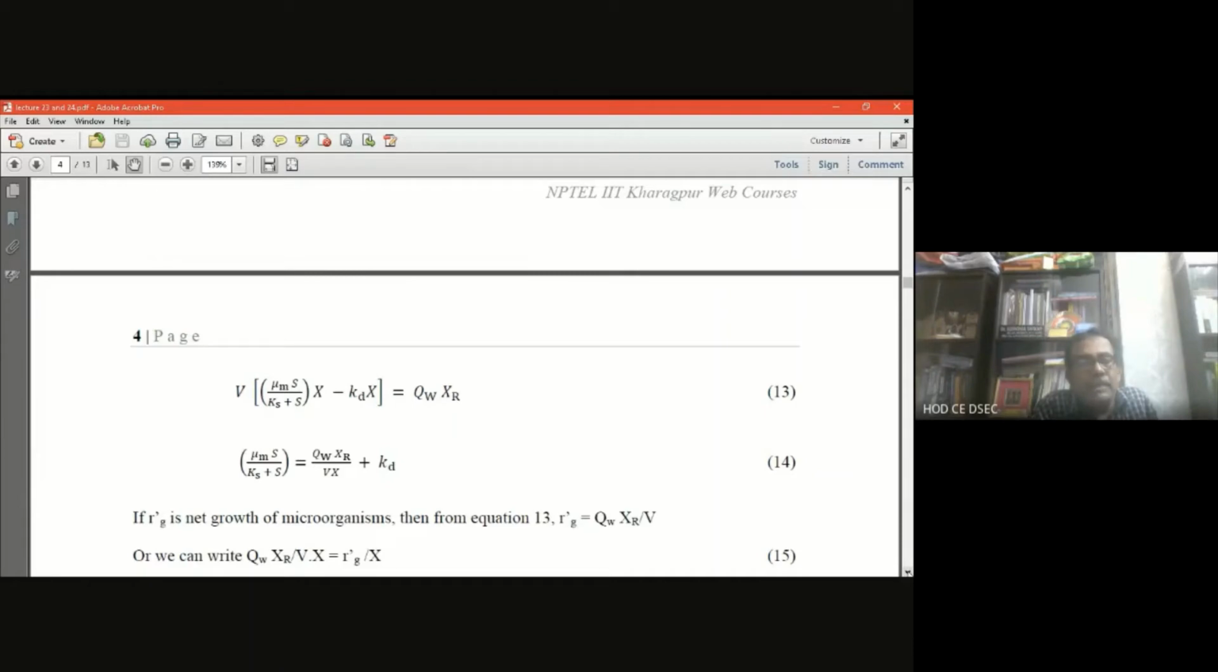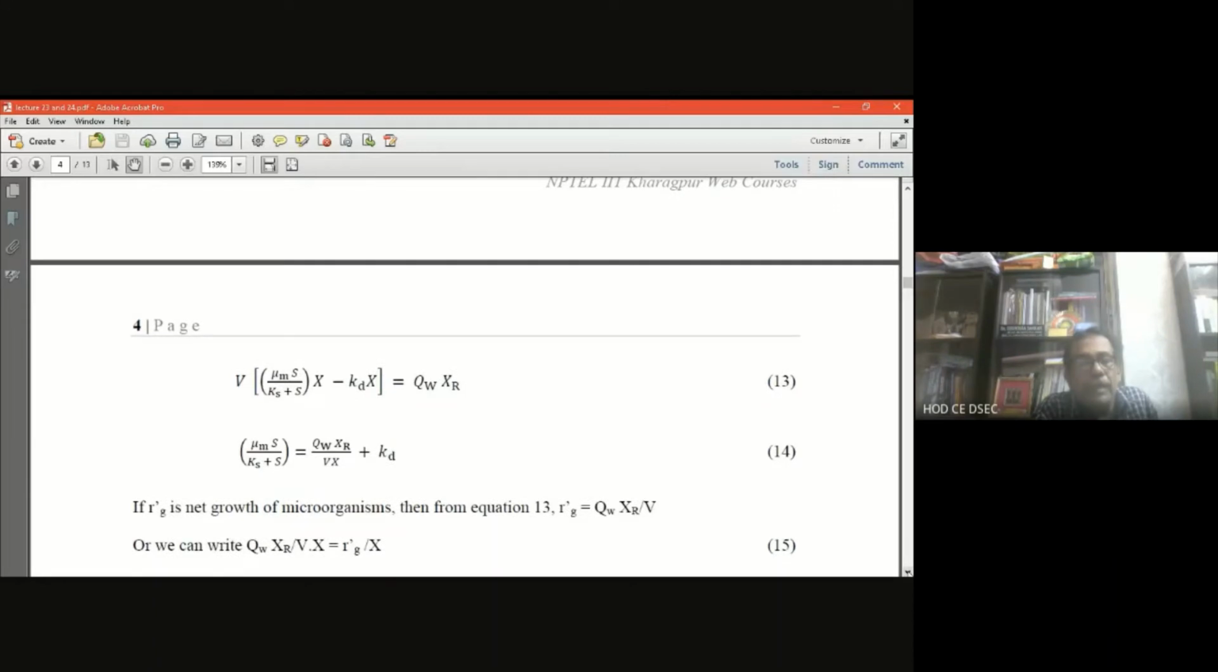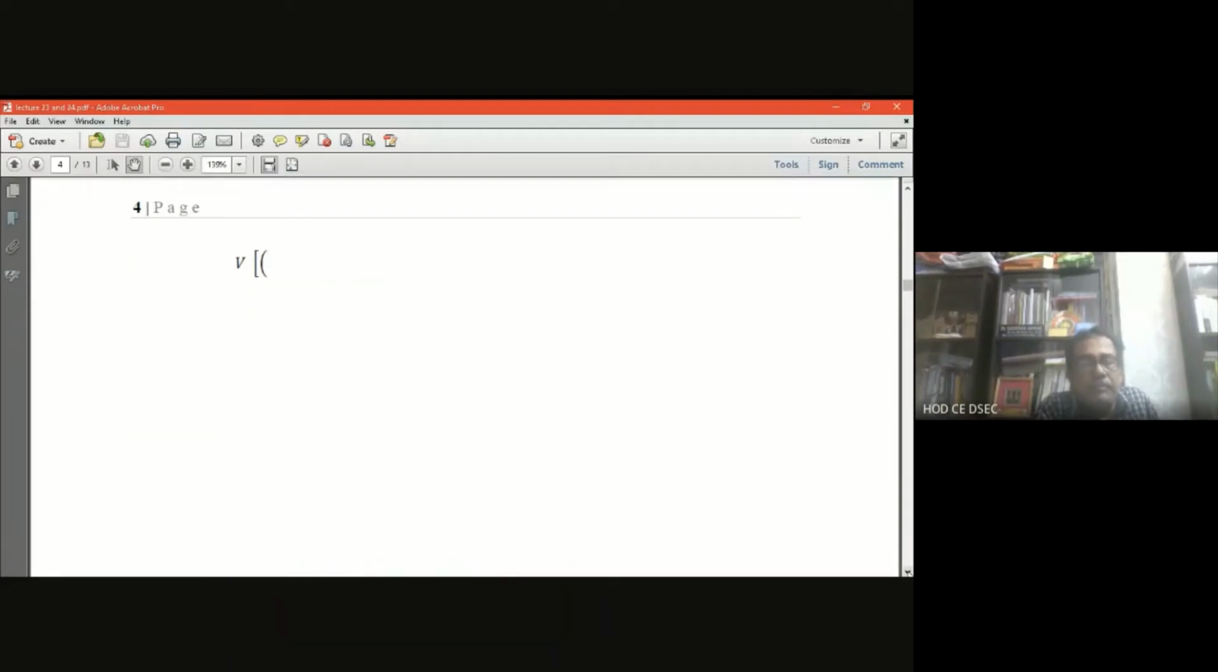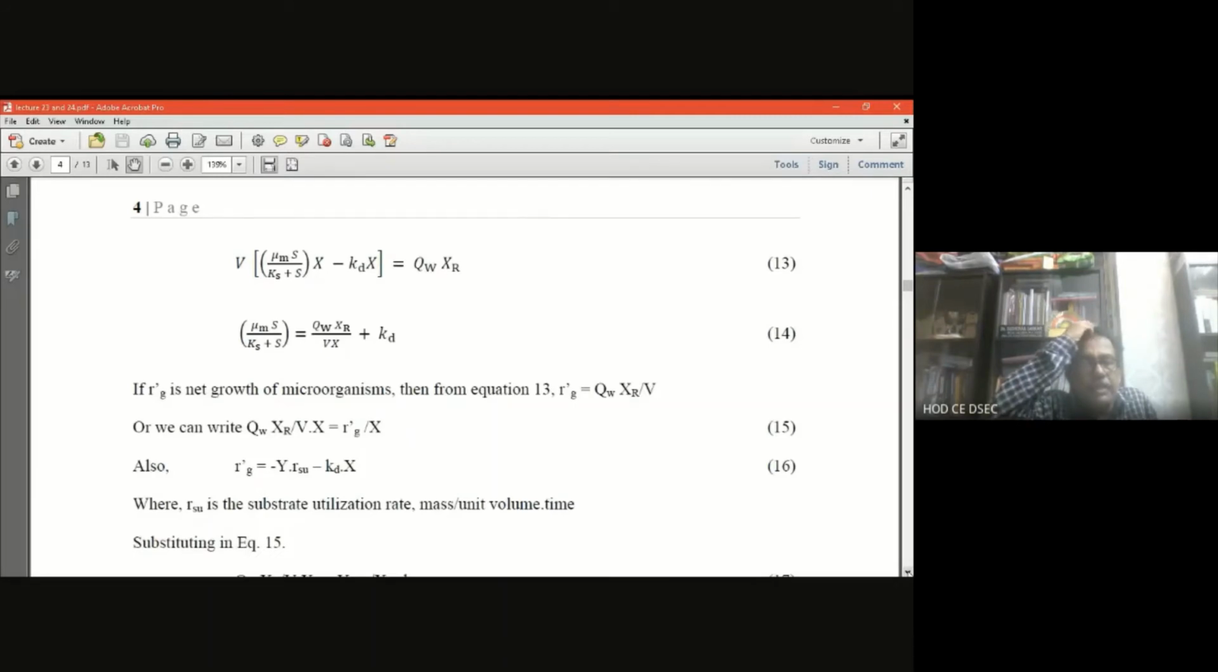What is Rg? Rg is the net growth of organism. Net growth of organism means Qw into Xr by V. That is the net growth of organisms. So we can write QwXr by VX equal to Rg by X. Now Rg we can write as minus Y Rsu minus Kd into X. Y is the yield coefficient, Kd is the biomass decay coefficient, and Rsu is the substrate utilization rate.